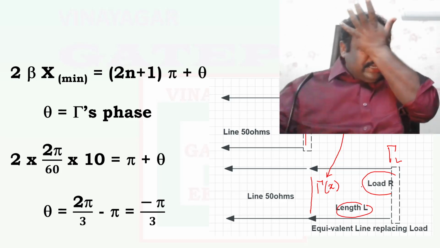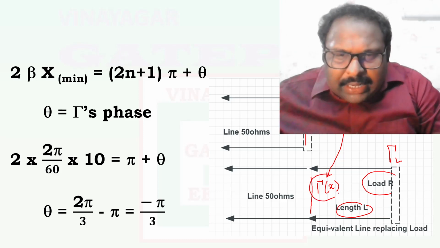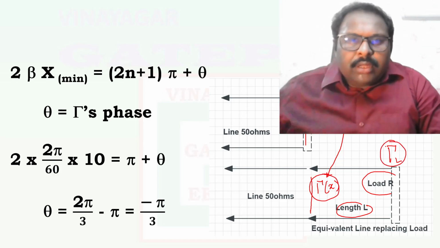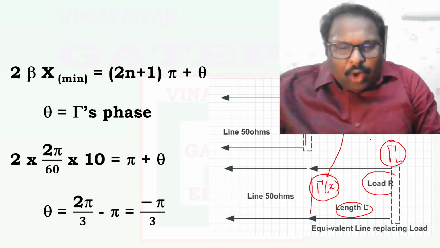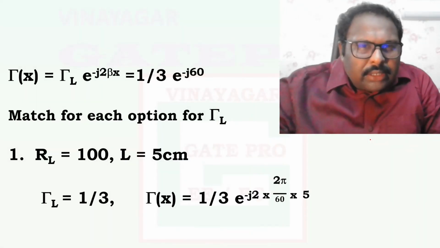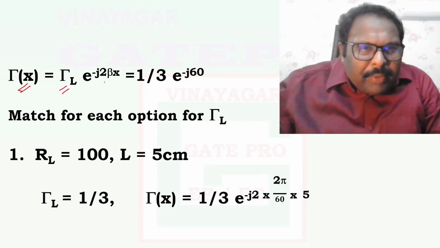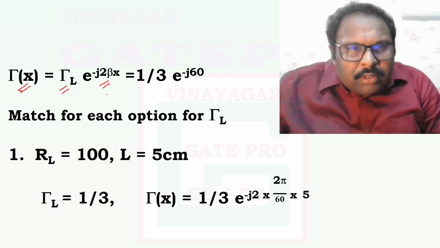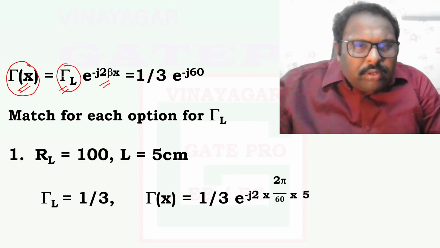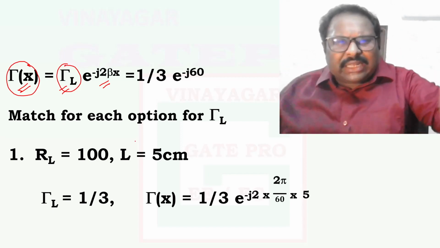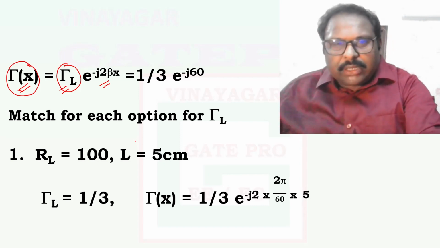For that, there is a very simple technique, students. Gamma at any x and gamma at the load are related. Reflection coefficient on the line and reflection coefficient at the load, you can relate them like this: gamma at any x equals gamma at the load into e power minus j 2 beta x. Given that I know my gamma of x, I will get my gamma at the load. So I'll check for each option rather than calculating blindly. If you substitute each option, it's very easy.